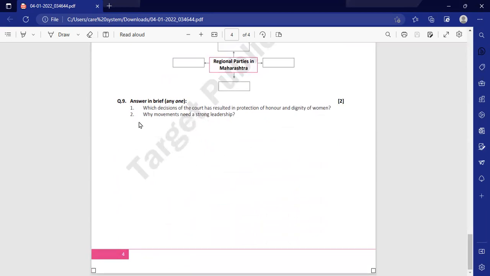Answer in brief. 2 questions for 2 marks. Answer in brief. Any one question is there for 2 marks. Out of 2, 1 question is there, and you will get the 2 marks. Which decisions of the court have resulted in protection of honor and dignity of women, like the act against domestic violence? All of you know. Okay. See, most of the characteristics, features like these questions are there. Suppose characteristics of movements, characteristics of governance, features of governance, etc. So remember it in this way.